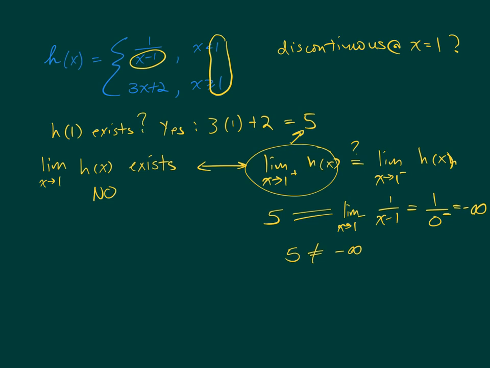So h of 1 exists, but the limit does not exist. And in showing that this limit does not exist, we also showed that from the left, there is a vertical asymptote at x equals 1. So there is a vertical asymptote at x equals 1.